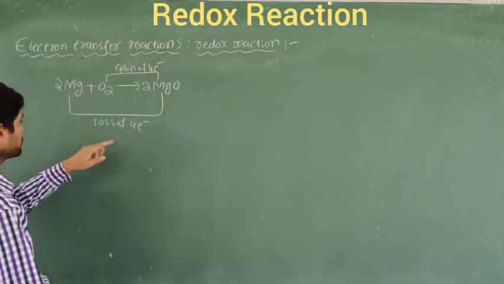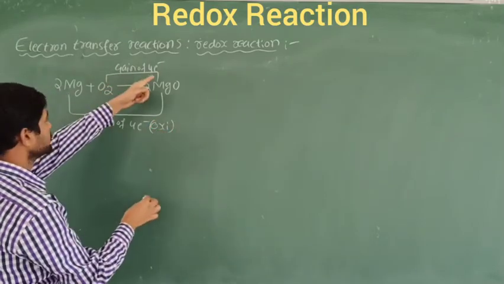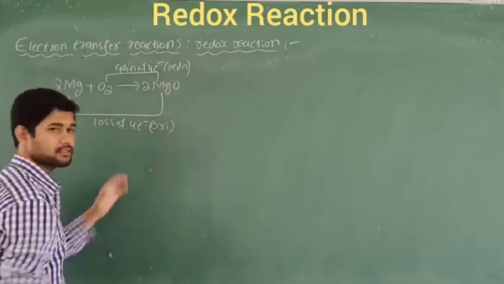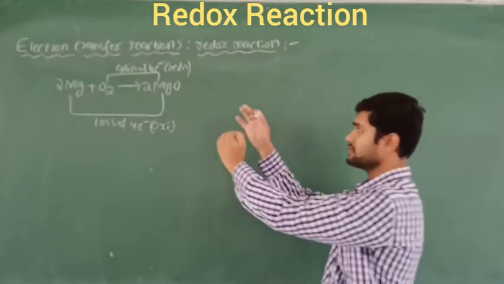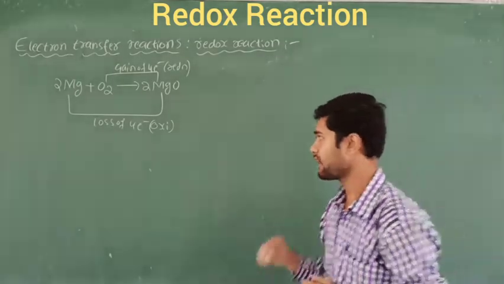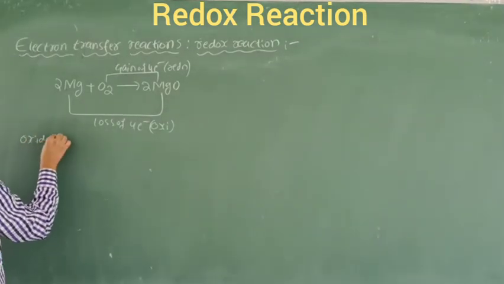So this reaction, involving the loss of 4 electrons, is nothing but oxidation. Gain of electrons is nothing but reduction. If I write it like this, you are not going to digest it. So in order to understand it, I am going to split this type of reaction into two reactions that I am going to write here. First I should take the oxidation reaction.